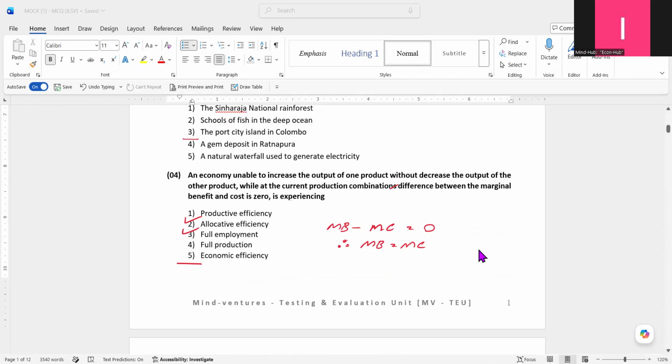Number 4, an economy unable to increase the output of one product without decreasing the output of the other product, while at the current production combination, the difference between the marginal benefit and cost is zero. That means marginal benefit equals marginal cost. As I have illustrated there, we have achieved both productive and allocative efficiency. The end result of that is we have achieved economic efficiency. Correct answer number 5.